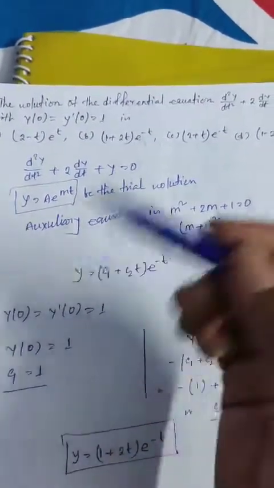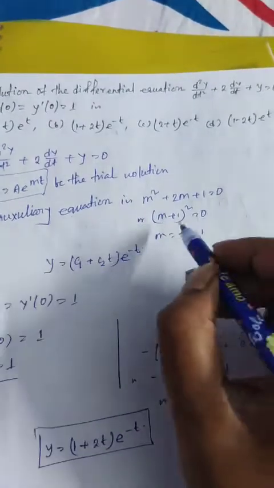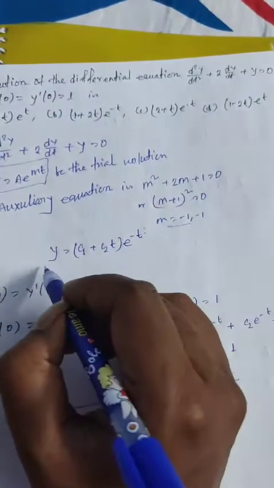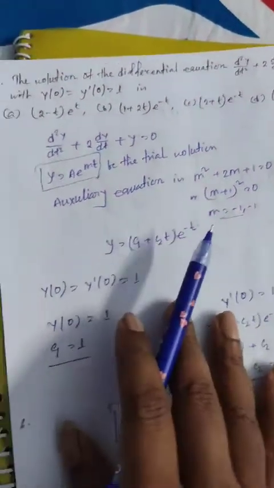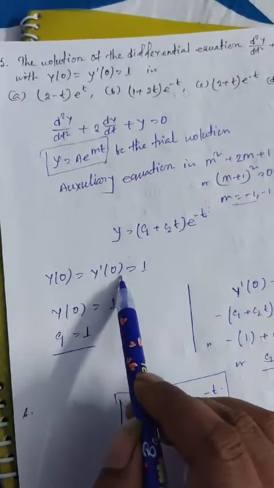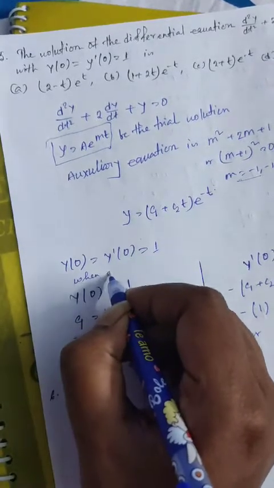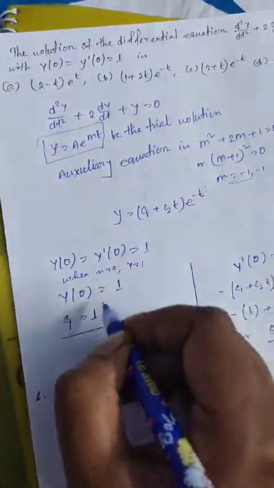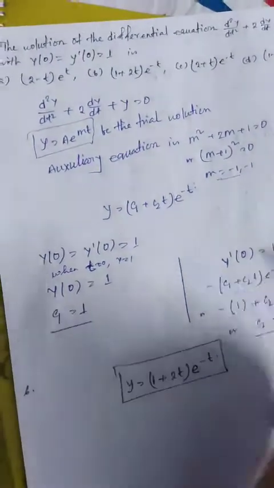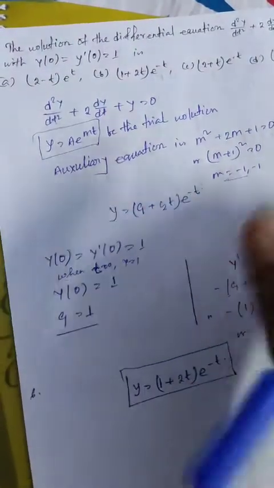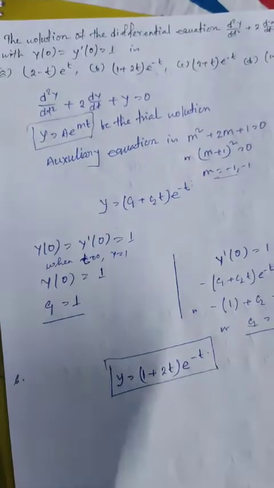So the auxiliary equation will be m square plus 2m plus 1. So m is equal to minus 1, minus 1. So roots are real and equal. So we get y is equal to (c1 plus c2t) into e to the power minus t. So now here also it is given that y(0) is equal to 1 and y'(0) is equal to 1. That means when t is equal to 0, then y is equal to 1. So if we put t is equal to 0, we get c1 is equal to 1.